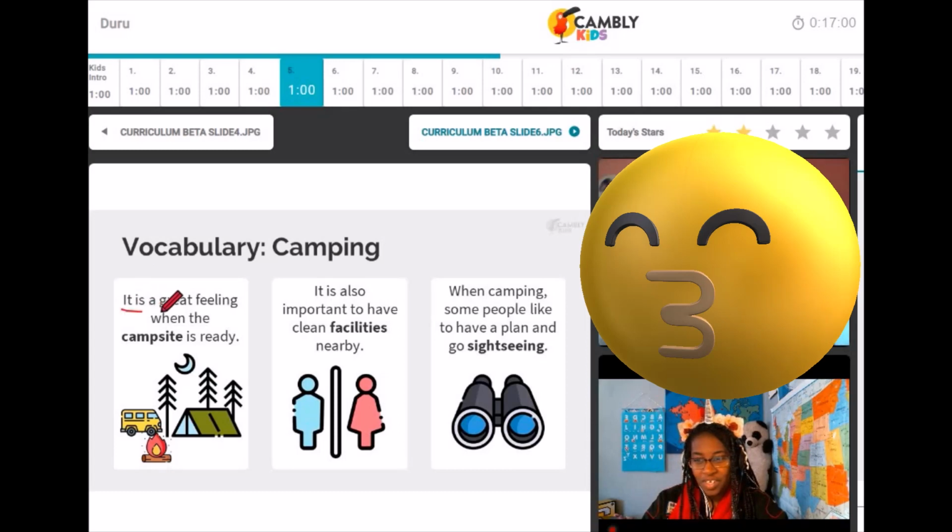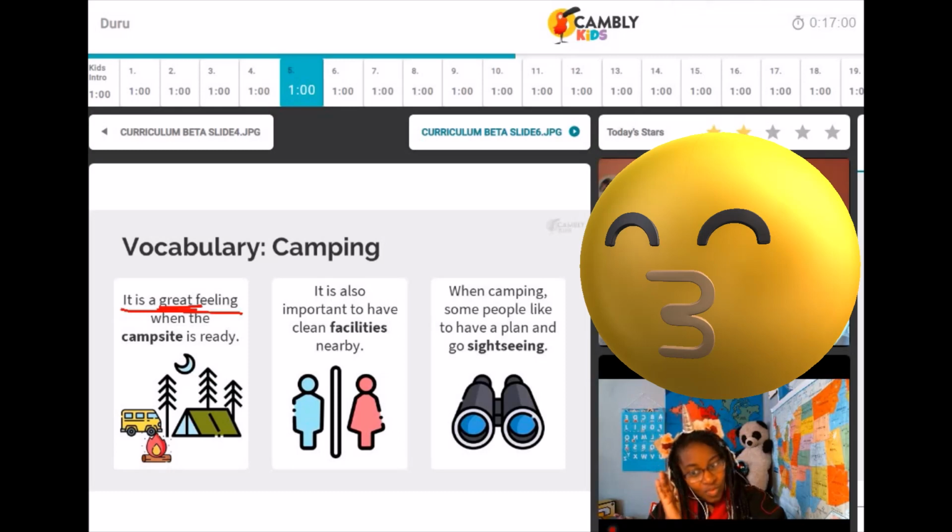Let's look at this one. It is a great feeling when the campsite is ready.